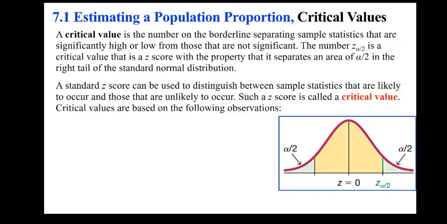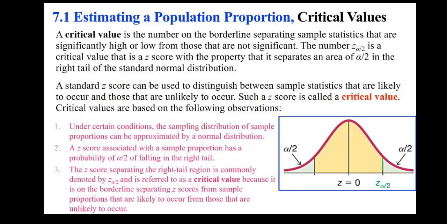Critical values are based on the following observations. Under certain conditions, the sampling distribution of sample proportions can be approximated by a normal distribution. A z-score associated with a sample proportion has a probability of alpha over 2 of falling in the right tail. The z-score separating the right tail region is commonly denoted by z alpha over 2 and is referred to as a critical value because it is on the borderline separating z-scores from sample proportions that are likely to occur from those that are unlikely to occur.